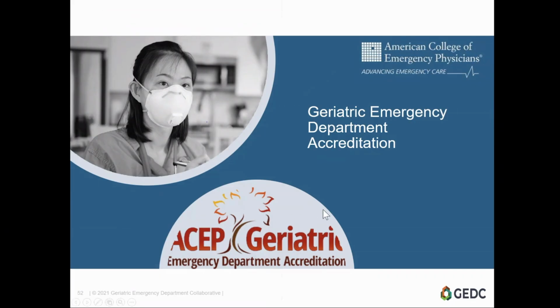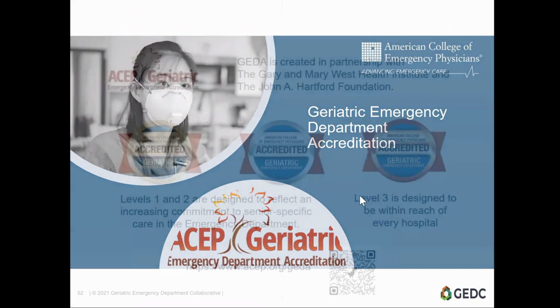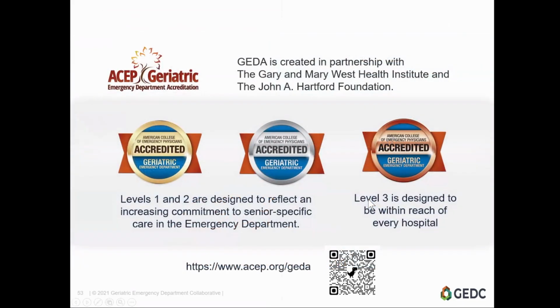The American College of Emergency Physicians created an accreditation program that recognizes emergency departments at 3 levels, anywhere from a level 3, which is like bronze level, and is designed to be within reach of any type of emergency department or hospital. So you could be a resource limited rural hospital and should be able to achieve level 3 geriatric ED status, all the way up to levels 1 and 2, which are designed to reflect emergency departments that have even greater commitment to geriatric specific emergency care.